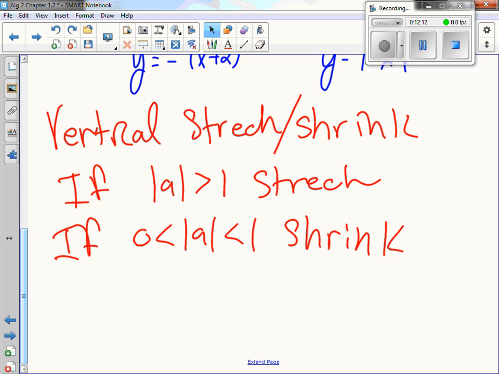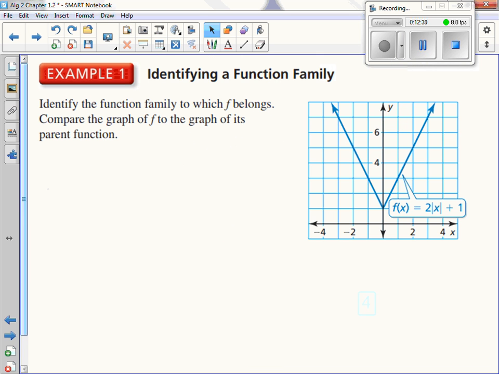A horizontal shrink is a value in there that's between 0 and 1. And so when we apply it, it's 1 over that number. Did anybody just get lost? Yeah, it's confusing. We're not going to touch it because I've never seen it show up in college algebra or anything higher. We're moving on. Okay? And that's what we're doing.